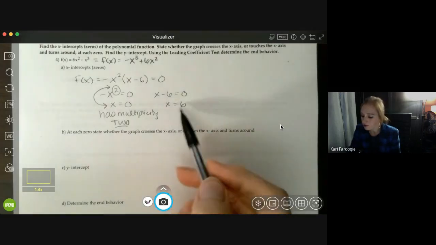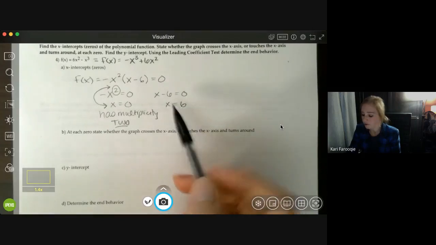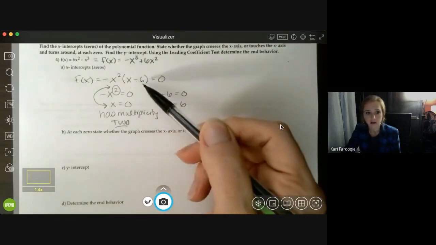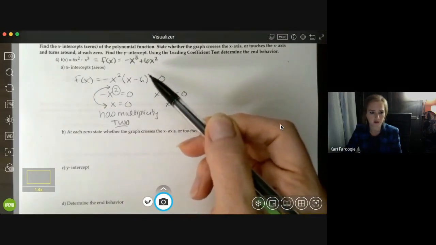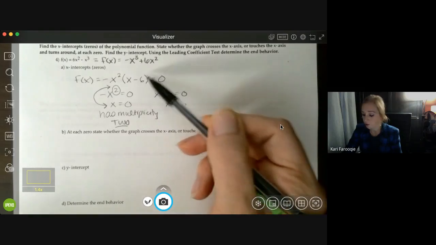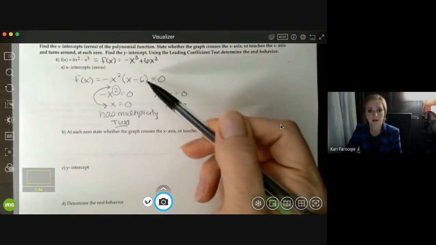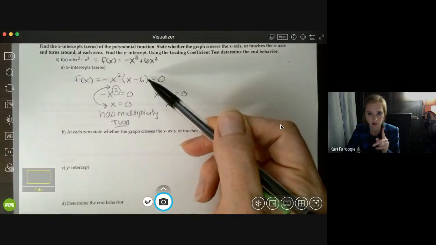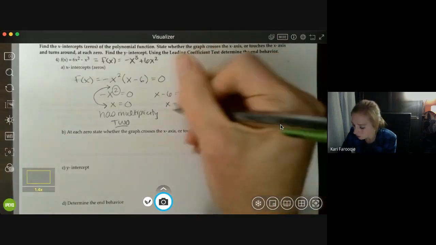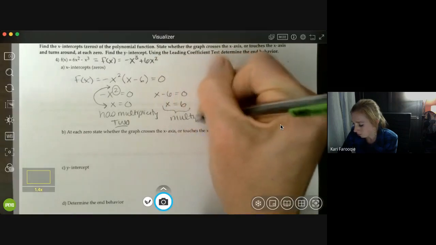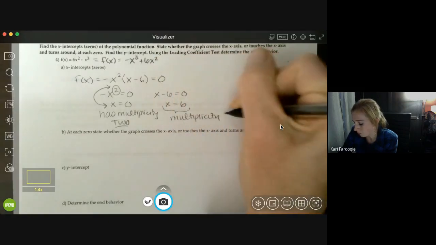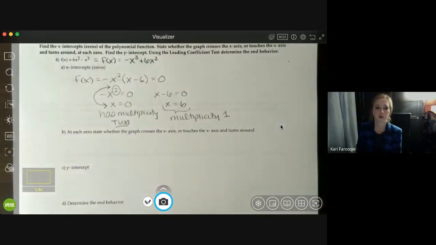Now, when we found the zero x equals 6, we had a factor here of x minus 6, but the factor only appeared one time. You're going to see instances where you end up with some sort of exponent on a particular factor. In this case, the exponent on x minus 6 is just 1. So our x equals 6 has a multiplicity of 1. Once you find the multiplicities, you can talk about the behavior of the graph at each zero.